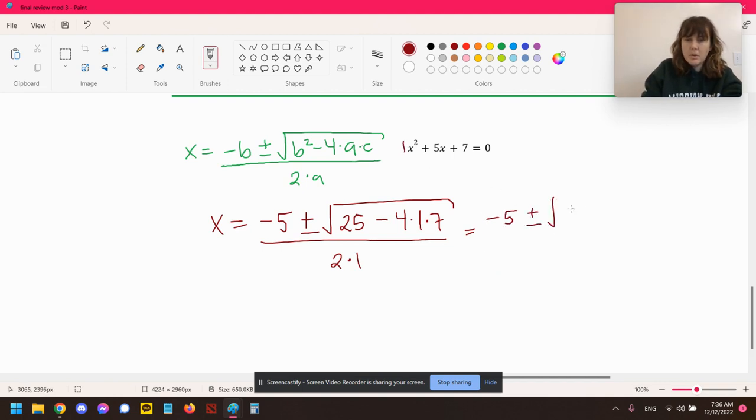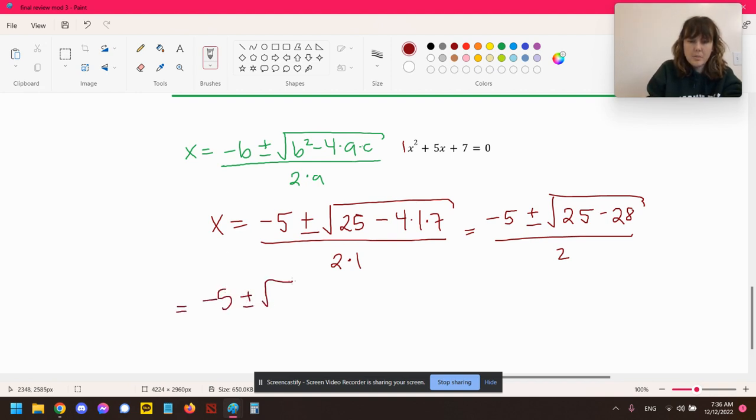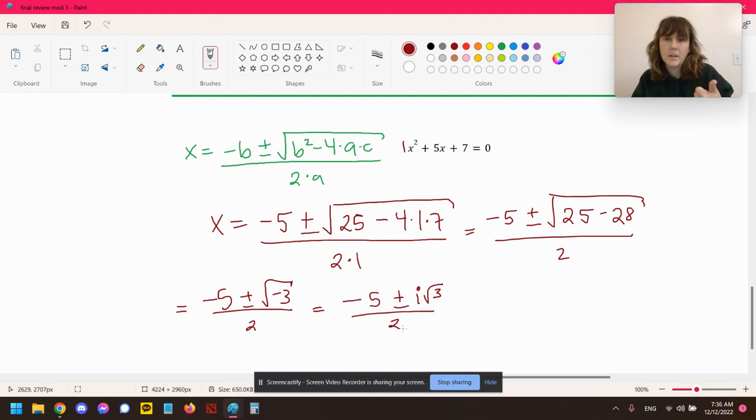We go down and simplify, do all the multiplication. This is 28. This is 2. Keep going, do the subtraction. Negative 5 plus or minus the square root of negative 3 over 2. Keep going, do the square root. Okay, here the square root's a little bit silly, because A, it's negative, and then B, the square root of 3 can't simplify any. It's already simplified.